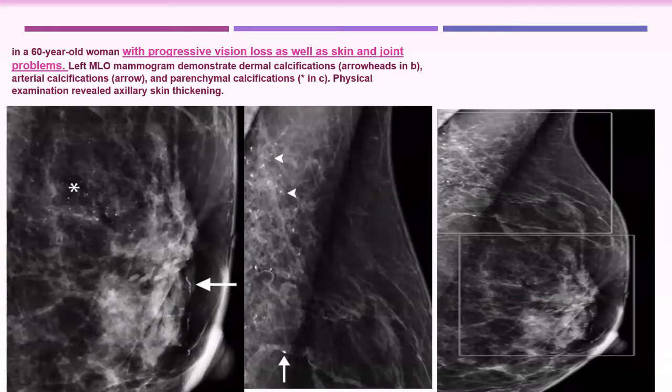Okay, we said this 60-year-old lady with progressive vision loss and skin and joint problems. Our mammogram demonstrates parenchymal, this is skin, and this is vascular calcifications.